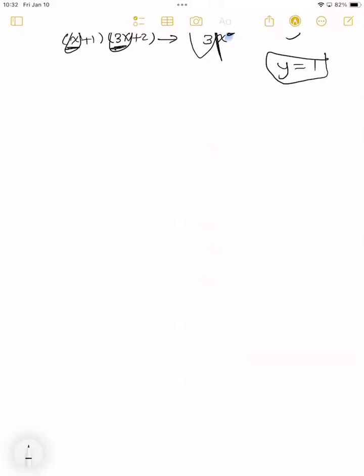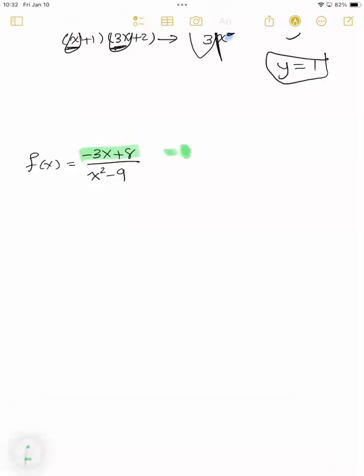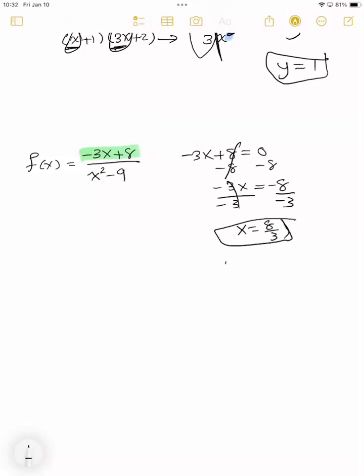The same thing for the next question. We want to find everything we did in the previous example. To find the x-intercept, set the numerator equal to 0. Subtract 8. Divide by negative 3. Negative over negative is positive, 8 over 3. This is your x-intercept.